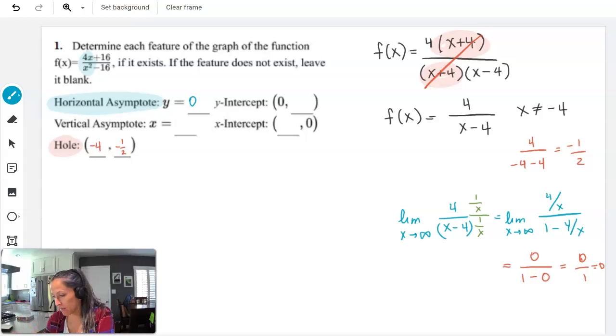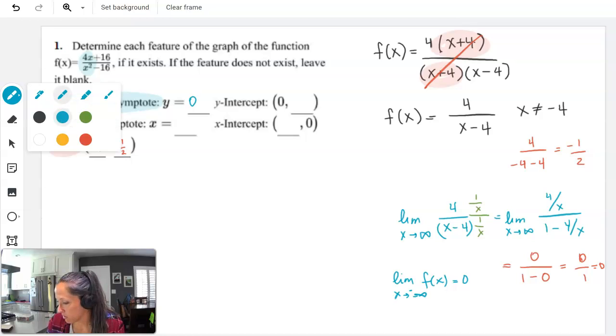I could write the other side of that limit as well, right? The limit as x goes to negative infinity of our f of x, I'm not going to write the whole function because my pen does not like me, is also going to be equal to 0, for the same reason. So there we go. We've got a horizontal asymptote.